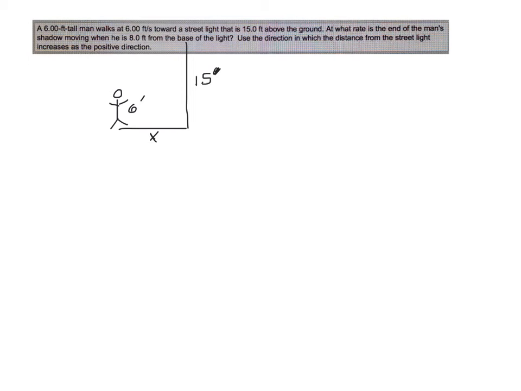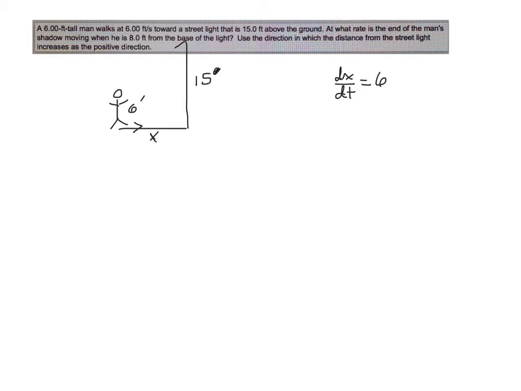And, you know, I'm just going to start number 2 right now, because if it's a rate, then that is a dx/dt, which is equal to 6 feet per second. And so he's going that direction at 6 feet per second towards this light pole. At what rate is the end of the man's shadow?